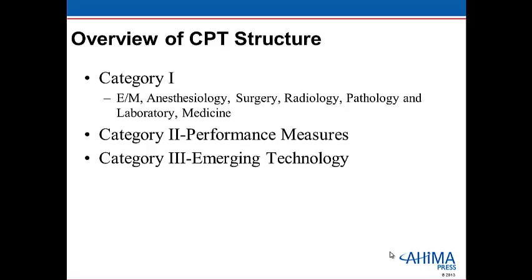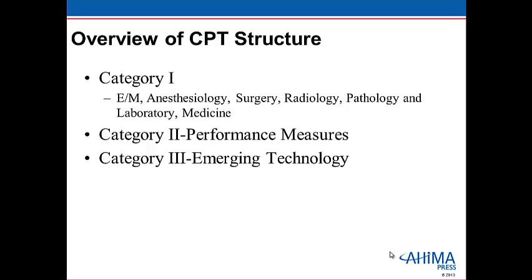Category 3 codes are emerging technology codes and are temporary codes. They are intended to be used for data collection purposes and to substantiate widespread use of new technologies, services, and procedures, or those that are in the FDA approval process. They are not intended to be used if they have not been accepted by the CPT editorial panel.